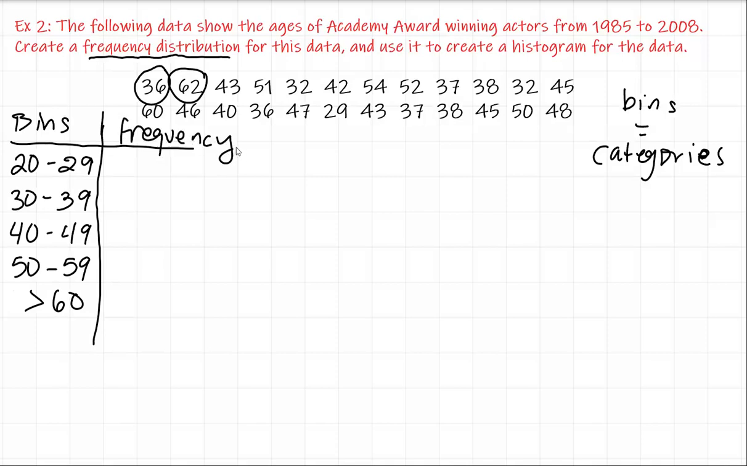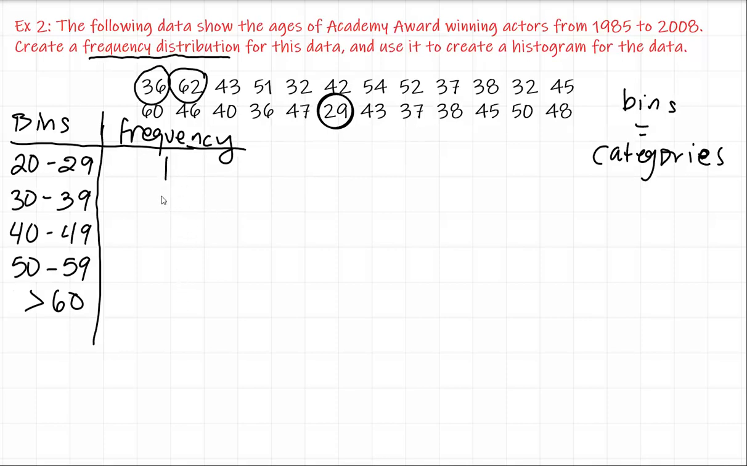So pretty much counting how many of these numbers fall into these bins. How many numbers are between 20 and 29 inclusive, 30 to 39 inclusive, etc. Between 20 and 29, if you count them up real quick, it looks like we actually only have the 29. Yes, so that's just a 1.